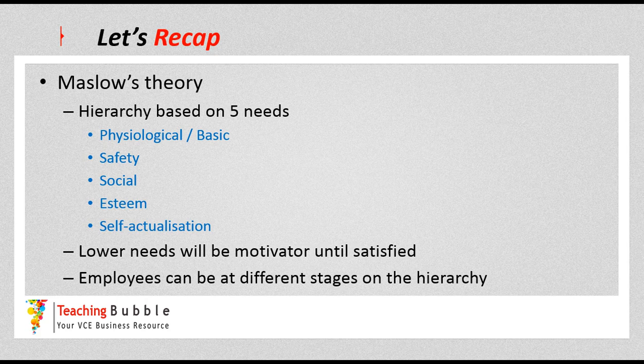So just to recap, Maslow's hierarchy of needs is based on 5 needs: physiological or basic needs, safety, social, then they move to the higher order of needs, which is the self-esteem and self-actualization needs. The lower needs will be a motivating factor until they are satisfied. Only when they are satisfied will the employee then move up to the next level of needs. And then the employees can be at different stages on the hierarchy, so as a result, it's important that managers or organizations employ a variety of strategies.